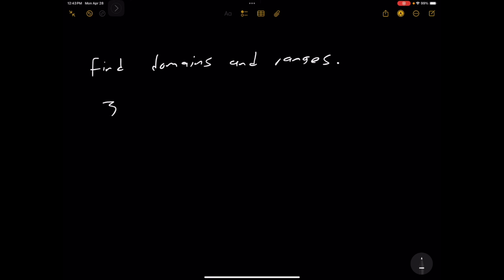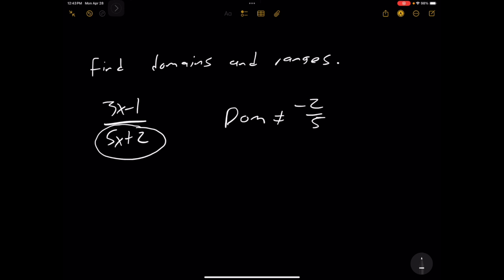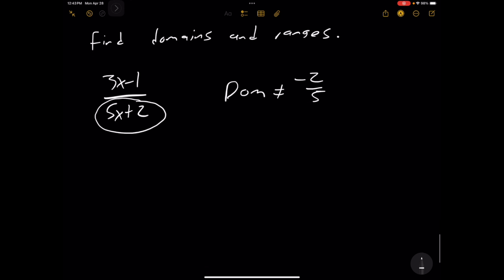For example, if I have a function like this, 3x minus 1 over 5x plus 2, and I want to know what the domain is, I want to know all the x values I could plug in. Well, I could plug in anything that's really high, like 100, a million, a trillion. I could plug in anything that's really low, like negative 100, negative a million. Anything that I could plug in that would give me a real numbers solution is in the domain of this function. But there's one troublesome piece, which is we could set the denominator equal to 0. We could end up with a 0 in our denominator, and the value that gives us that 0 in the denominator is exactly negative 2/5. If we plugged in negative 2/5, we would get a 0 in the denominator.